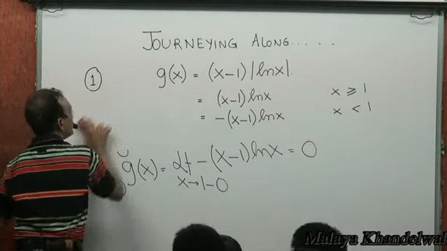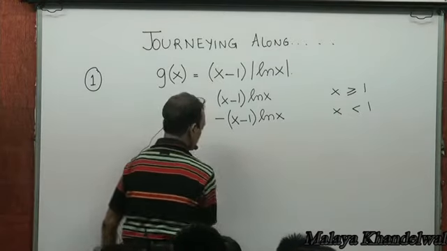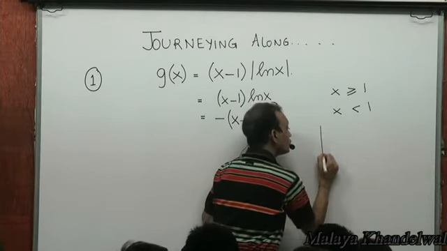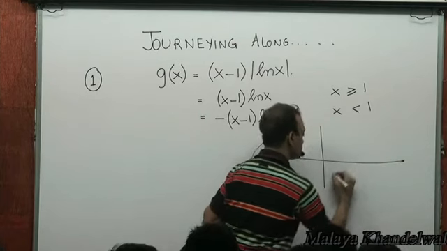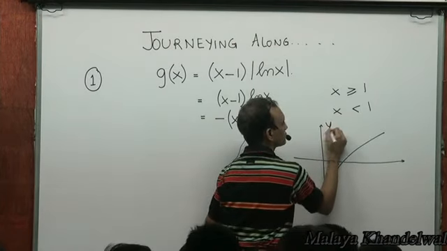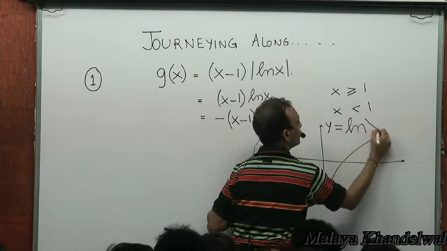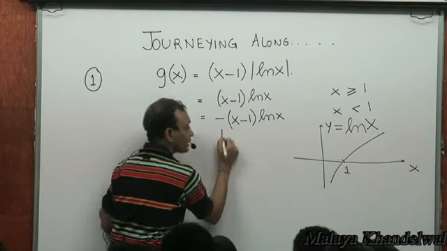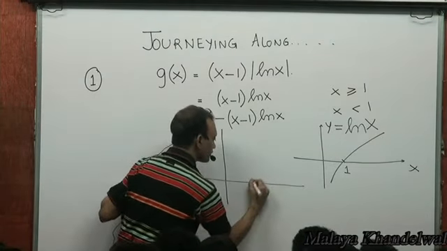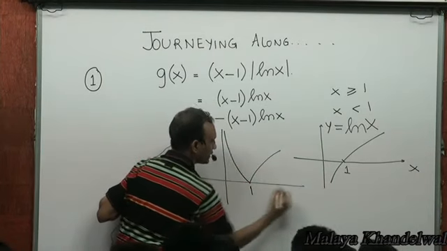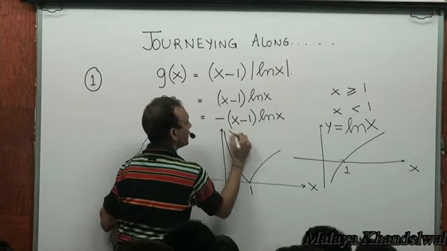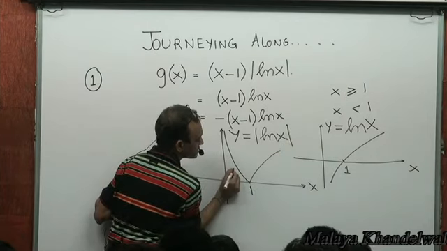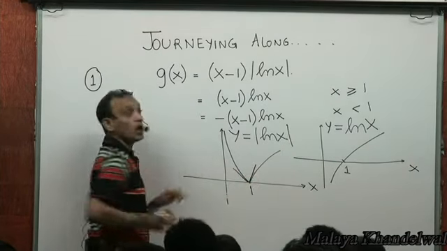Okay. Now, mod ln x is not differentiable at x equal to 1. See, this is the graph of y equal to ln x versus x. At x equal to 1, it becomes 0. And if you recall, the graph of y equal to mod ln x is going to be this. I have discussed this earlier. This would be the graph of y equal to mod ln x, and mod ln x exhibits a sharp corner at x equal to 1 and is not differentiable at x equal to 1, right?